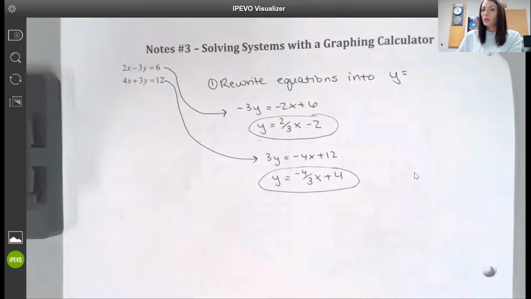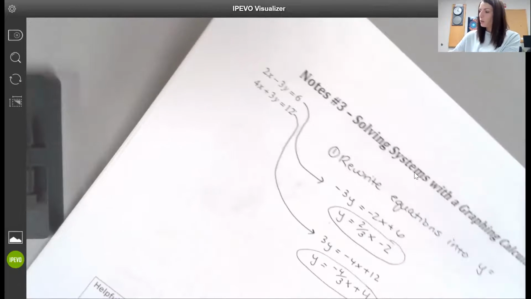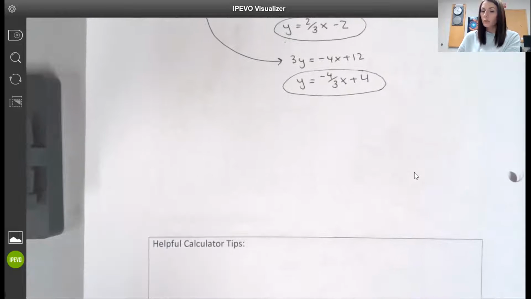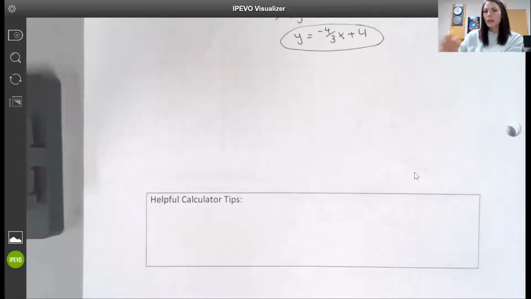Now, all of these directions, just to kind of show you, are on this second page. So you may want to flip your paper open so you can look back and forth. Okay, so I have my equations rewritten. Now, before we pull out the calculator, I'm going to give you some helpful tips, and I may add to this later, since sometimes I forget a tip that I usually give.